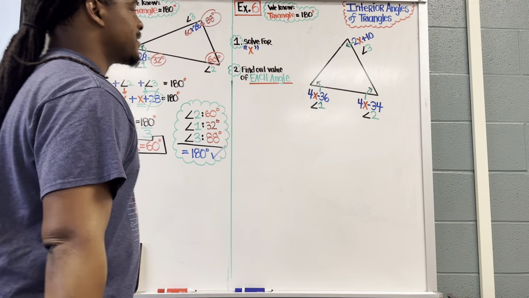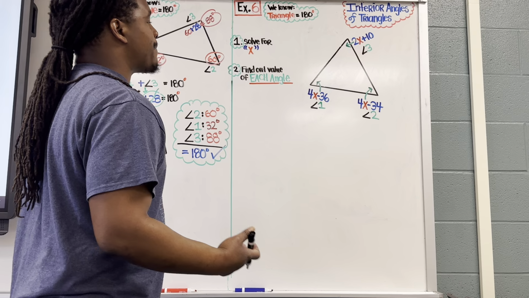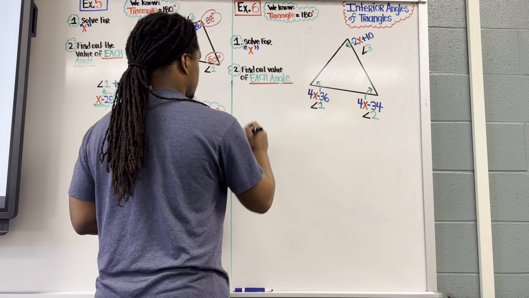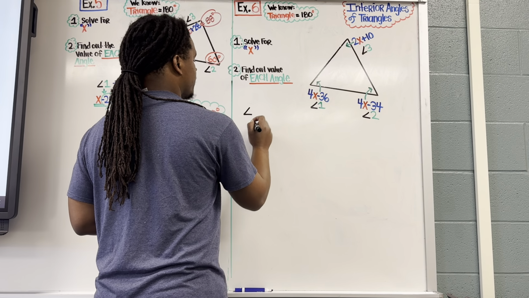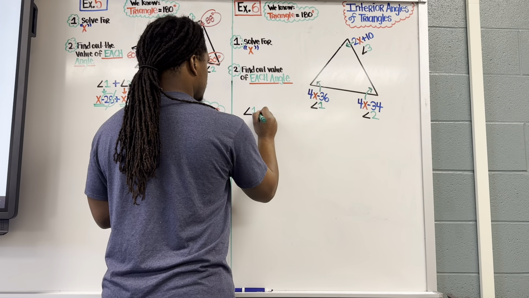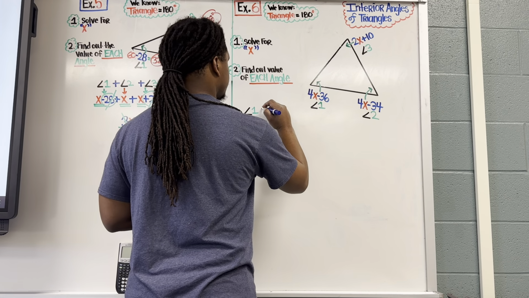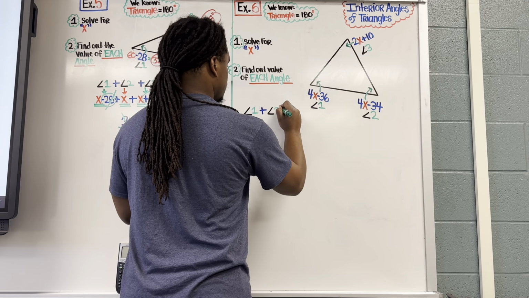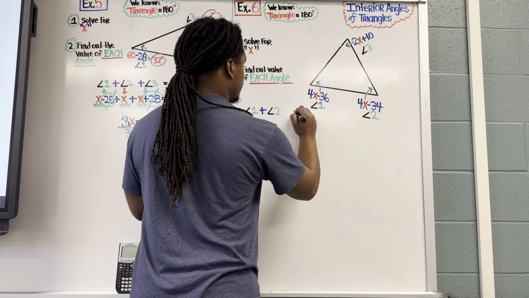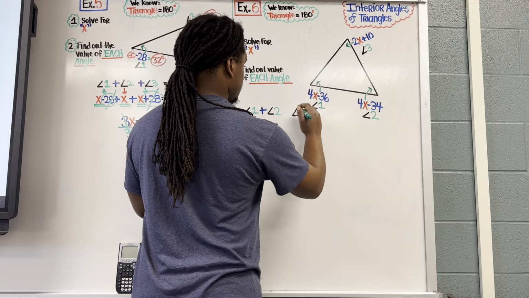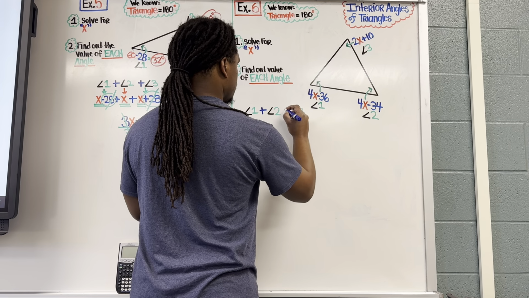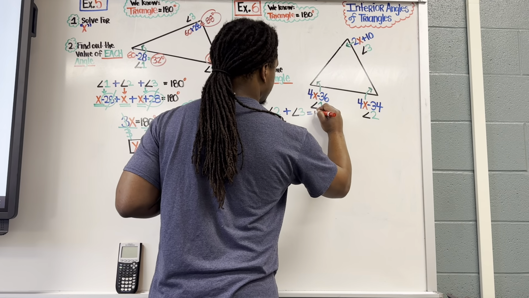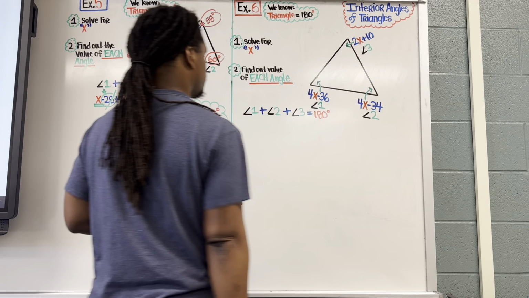Okay? Now, the next thing we need to do is set up the operation to where we're adding all of these angles and making them equal 180 degrees, okay? So let's go ahead and start the process. I'm going to have angle 1 plus angle 2 plus angle 3, right? Equals 180 degrees, okay?